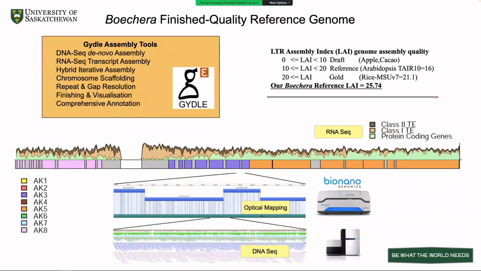And so what have we done over the last few years? We have a completely finished, telomere to telomere, finished quality reference genome using different tools from Geidel. We've used multiple levels of DNA sequencing, including optical mapping. And very importantly, if you look at the LTR assembly index, an index that was published in one of the Nature journals a couple of years ago, and we look at some of the important crops like rice and Arabidopsis, which have been very well sequenced, our assembly index is much higher than those. So we've got a super good genome to which we can compare our data.